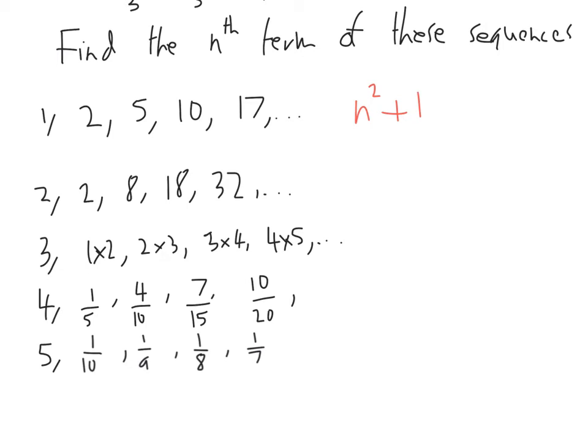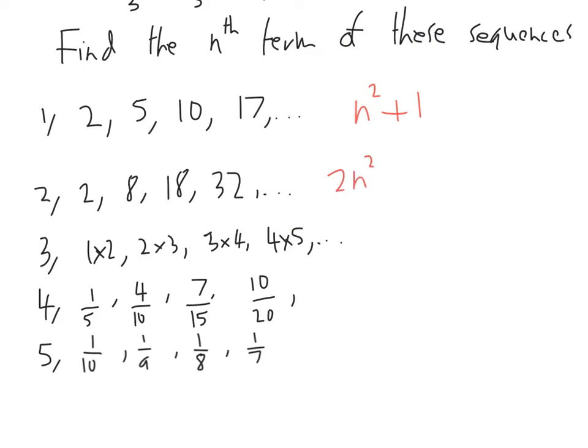The next one, we've got 2, 8, 18, 32. Might be quite hard to spot, but they are double the square numbers. So 1 times 2 is 2, 4 times 2 is 8, 9 times 2 is 18, and 16 times 2 is 32. So that's 2n squared.